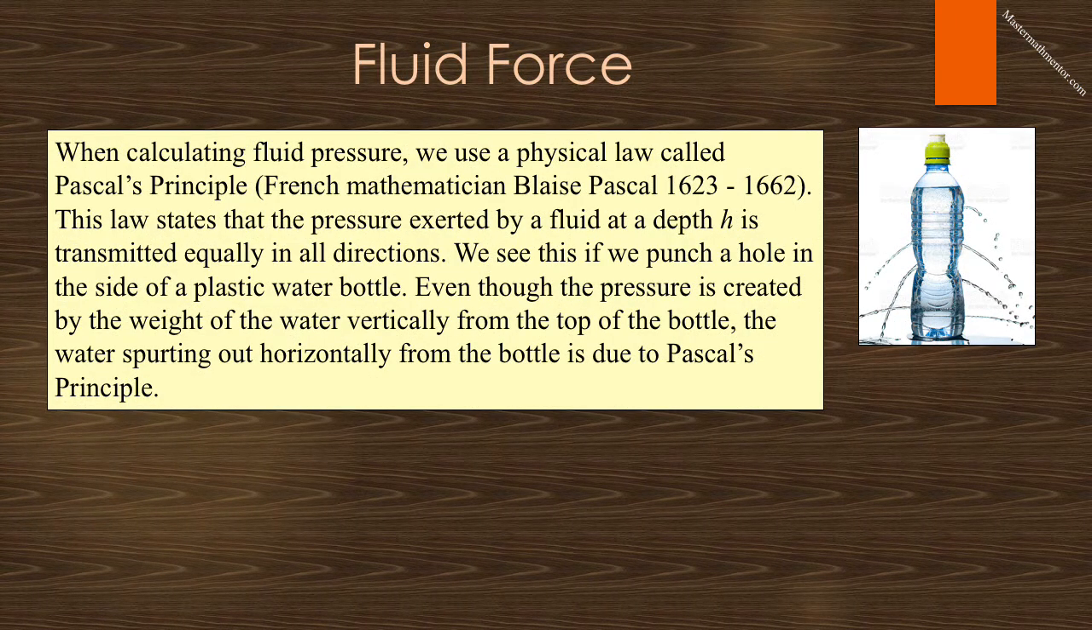When calculating fluid pressure, we use a physical law called Pascal's principle, named after the French mathematician Blaise Pascal, 1623 to 1662. This law states that the pressure exerted by a fluid at a depth h is transmitted equally in all directions. We see this if we punch a hole in the side of a plastic water bottle. Even though the pressure is created by the weight of the water vertically from the top of the bottle, the water spurting out horizontally from the bottle is due to Pascal's principle.